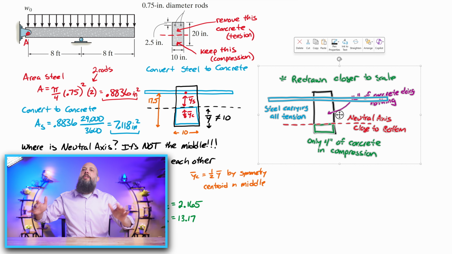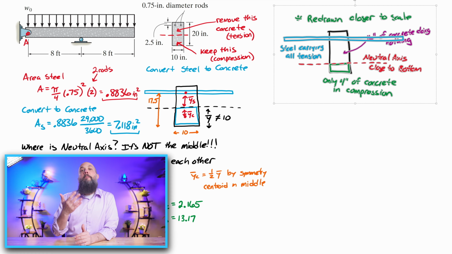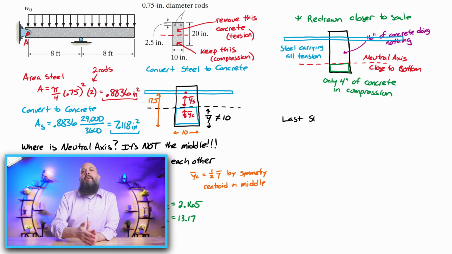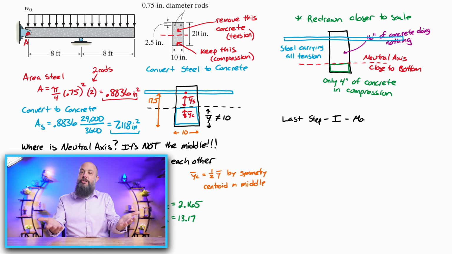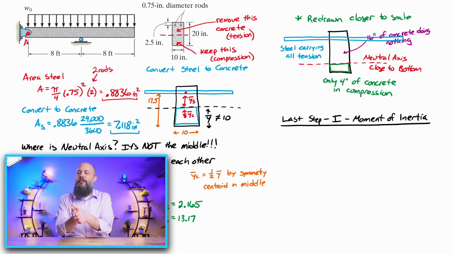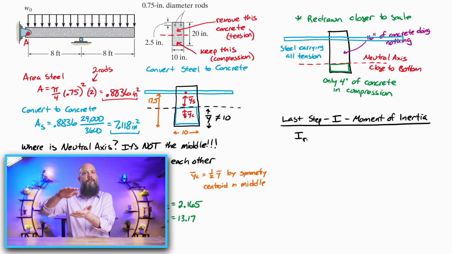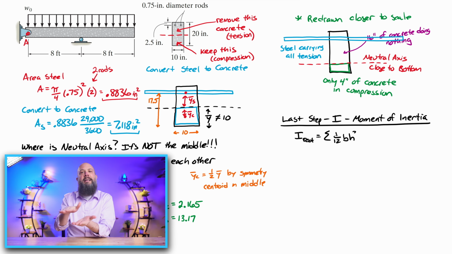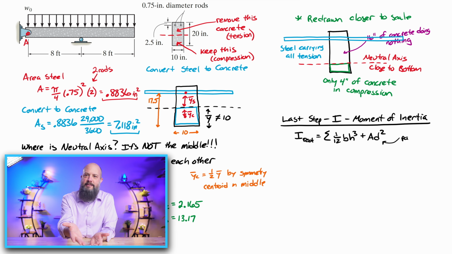Last piece of the flexure formula, I, the area moment of inertia. For rectangular shapes, 1/12 BH cubed, that is for the rectangle, plus AD squared for the parallel axis theorem, because the rectangle is not necessarily rotating about its own center. It's rotating about the neutral axis, right? The entire cross section of the beam is rotating about that neutral axis. The neutral axis is the part that's not rotating. Everything else is rotating around it.